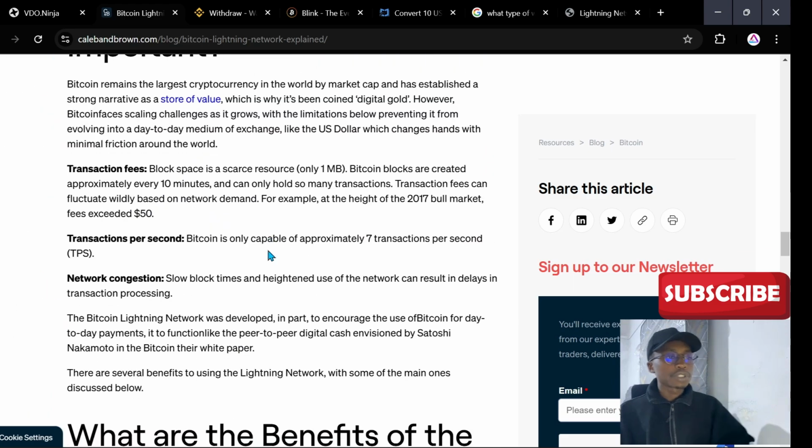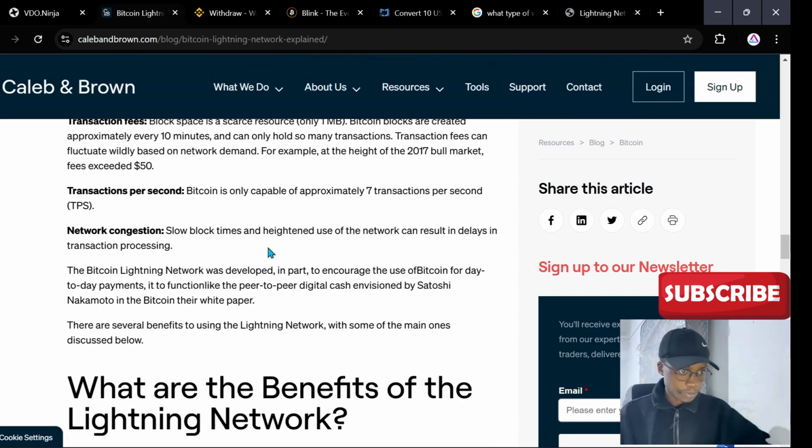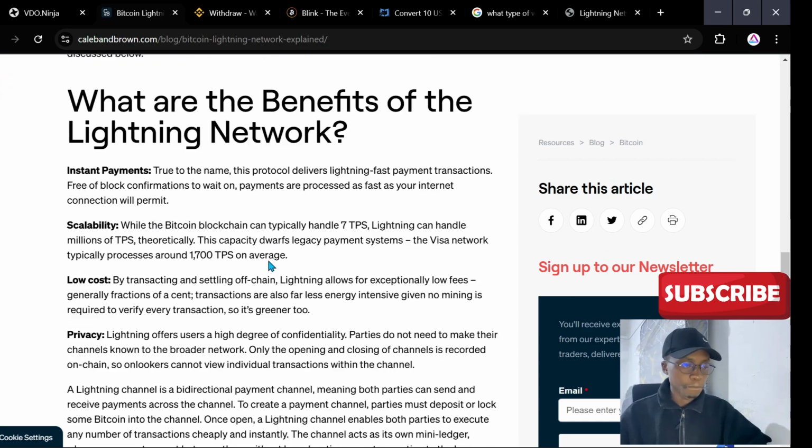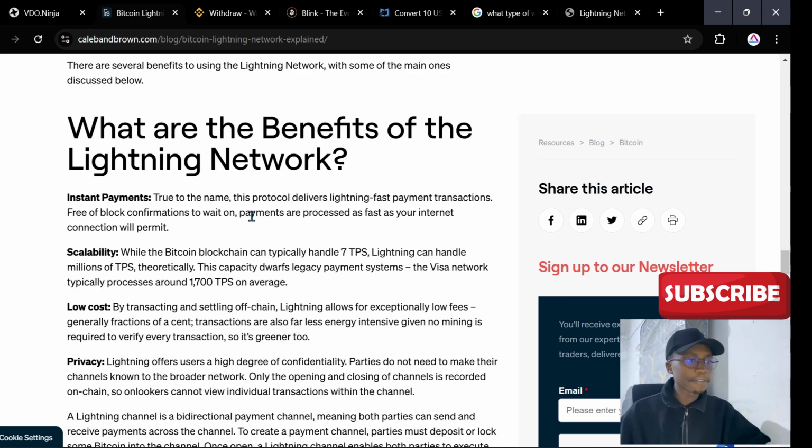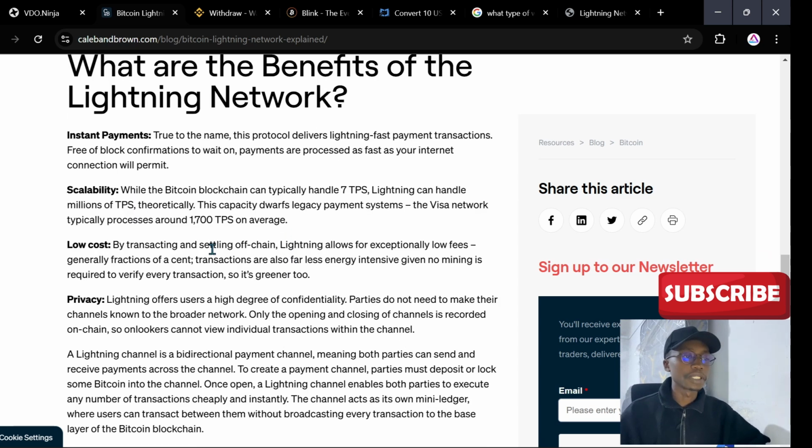So this is the advantage of using the Lightning Network. We have instant payments, which Bitcoin doesn't have. As for Bitcoin, even if there is congestion, it can take up to 10 minutes or more for the transaction to be complete. Scalability is also important.